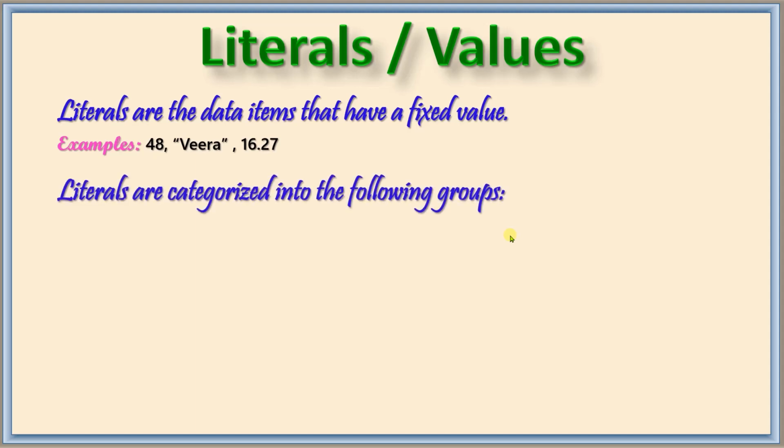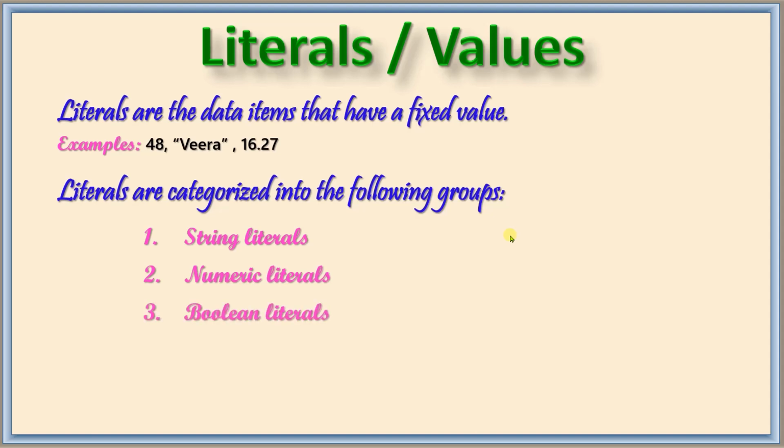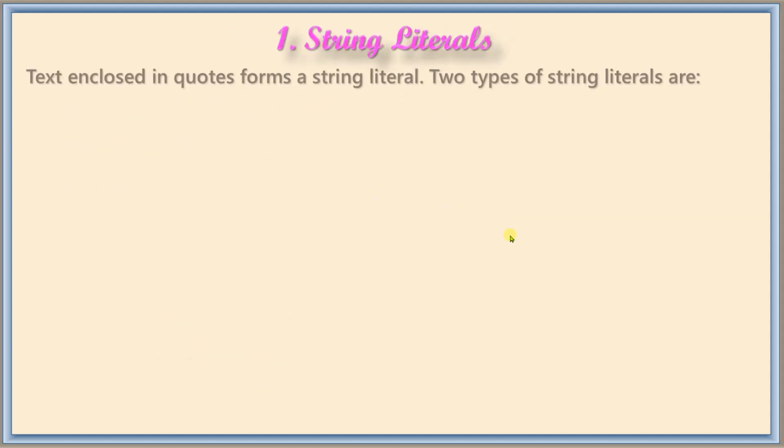Literals are categorized into 5 groups: string literals, numerical literals, Boolean literals, special literal, and then literal collections. Let us see string literals. The text enclosed in quotes forms a string literal. It may be single quote or double quote.